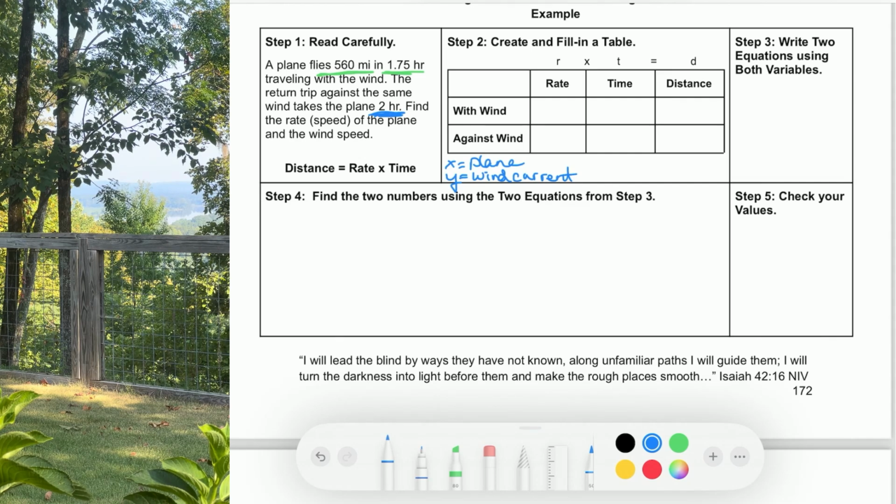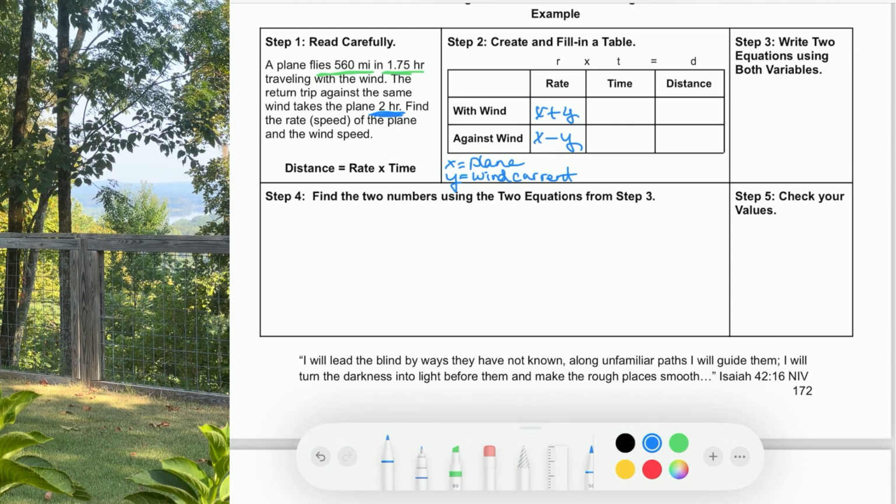So when that plane is flying with the wind, it's X plus Y, because both are affecting the speed. There's the plane that has the engine giving it its speed, but also the wind that it's flying with that's helping it to go even faster. So we have to put both in here to acknowledge that both items are affecting the rate of that plane. If it's going against the wind, it's slowing it down. So on this one, we're going to put X minus Y because it's taking away from its speed.